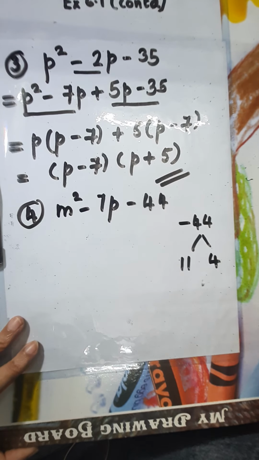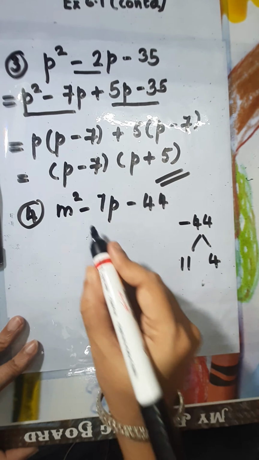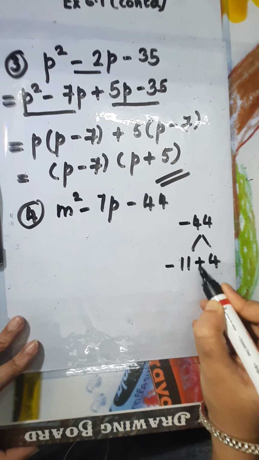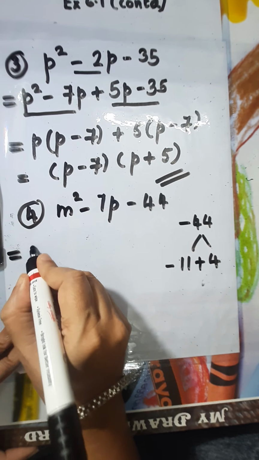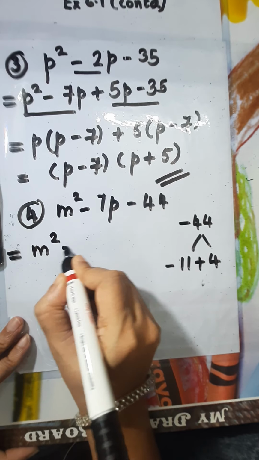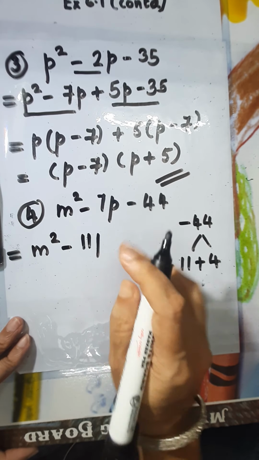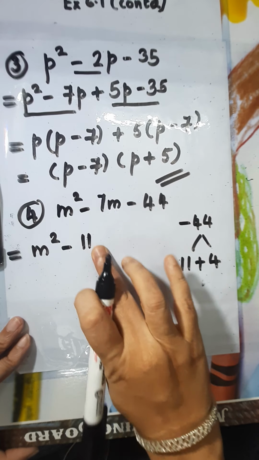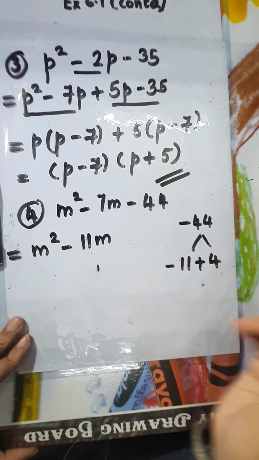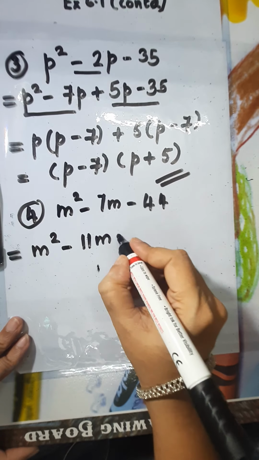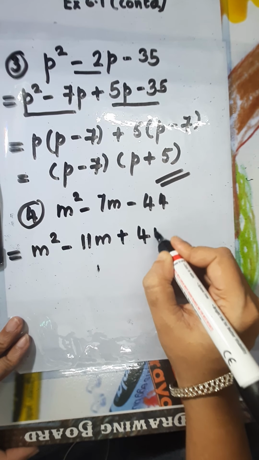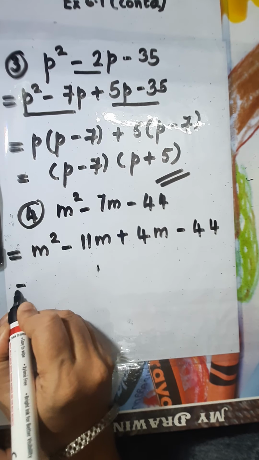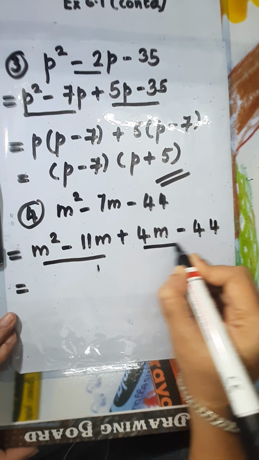Now, what about the signs? Middle has minus. So, big number minus and small number opposite. So, that becomes m square minus 11m plus 4m minus 44. Now, these two together.